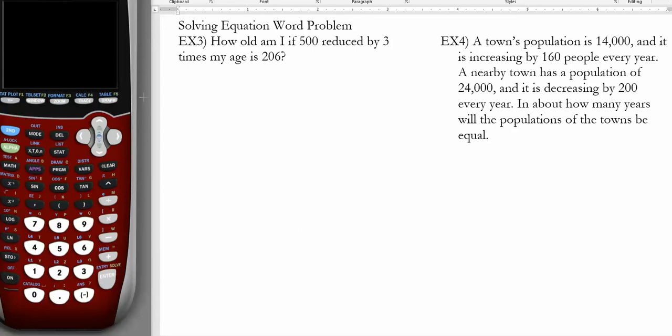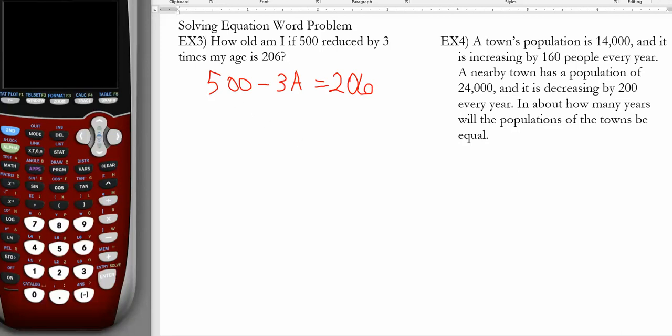Alright, so at this point we're going to take some word problems and turn them into equations so that we can solve. So in example 3 we've got: I'm 500, how old am I if 500 reduced by 3 times my age is 206? So the value we started with was 500, and then I'm reducing, which would be subtract, 3 times my age, so 3, and since age is unknown, age is your variable, 3a, equals 206 at the end.